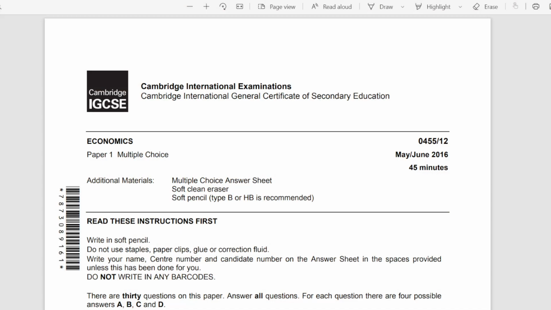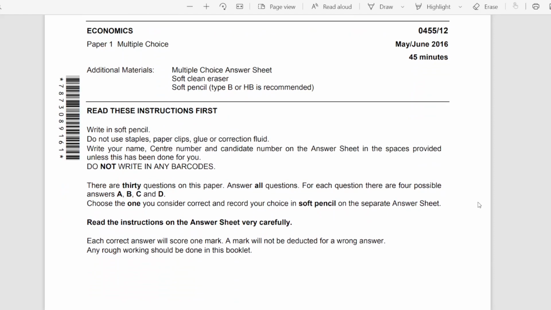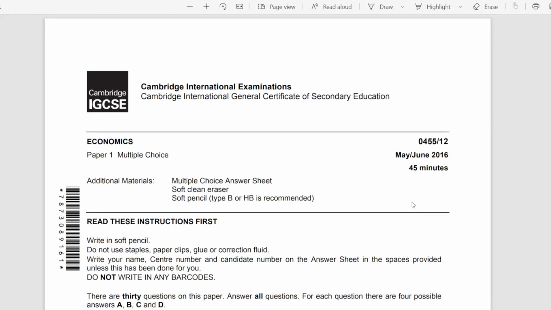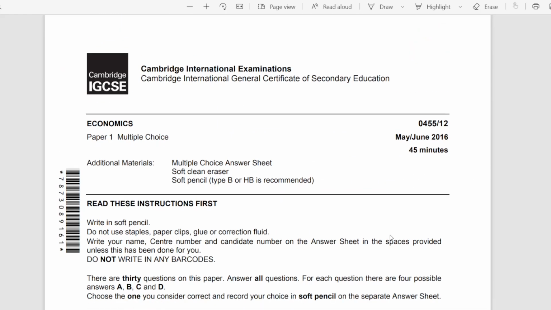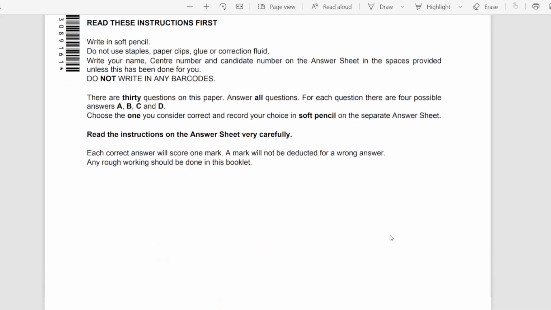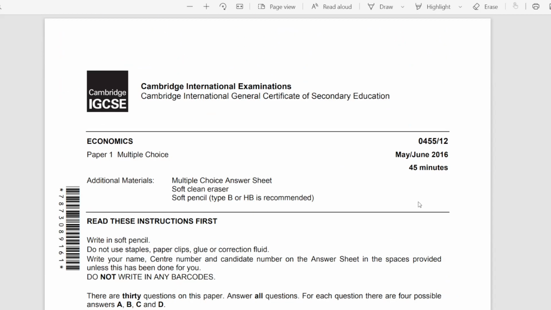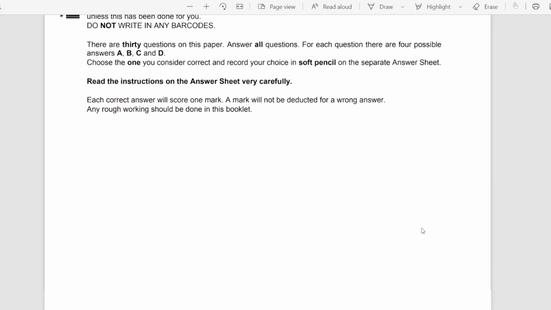Yet another 2016 May-June session MCQ paper, but this time it is the second variant. You've got clear instructions on the first page. As usual, make sure to read them very carefully. And as you know, we have 45 minutes to finish all of these 30 questions.